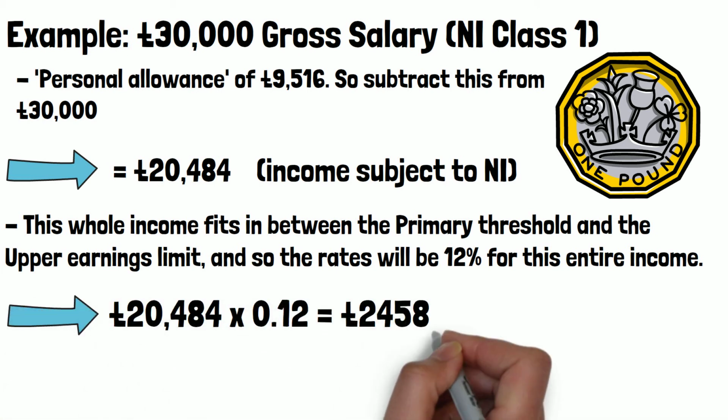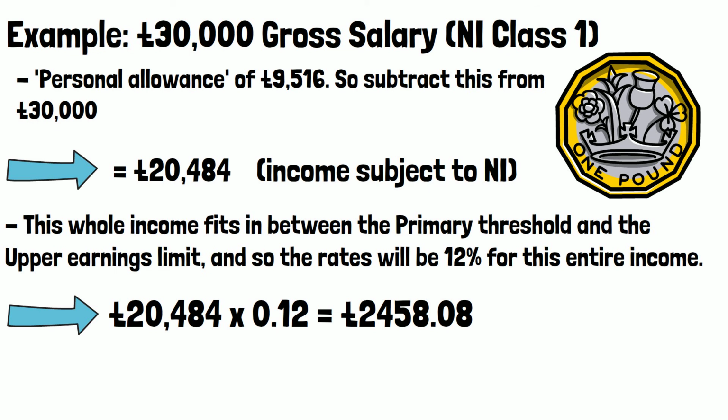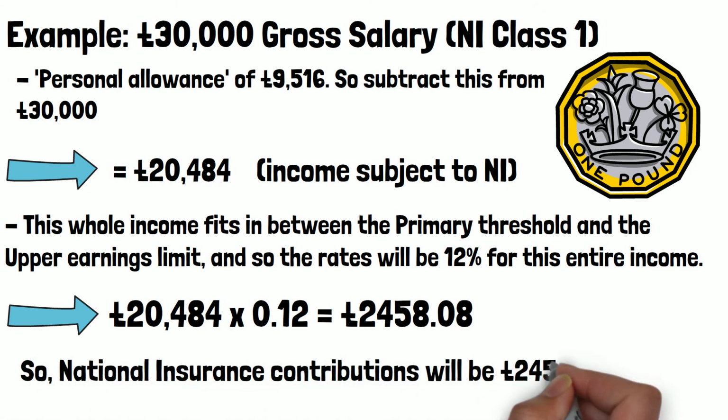To work out how much this is, we do 20,484 multiplied by 0.12, which equals £2,458.08. Therefore, national insurance contributions will be £2,458.08 per year.